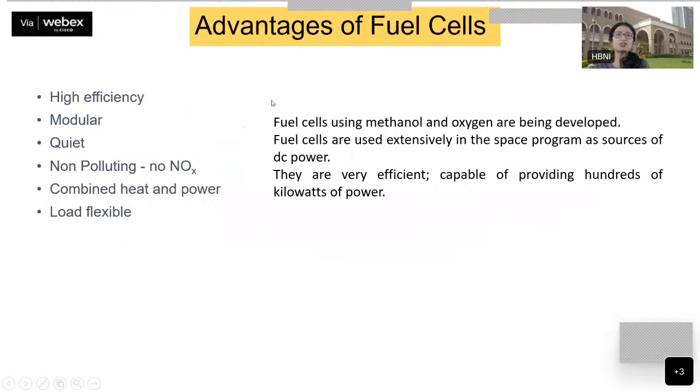So what are the advantages of fuel cells? They have very high efficiency, they are modular, quiet, non-polluting, provide combined heat and power, and are load flexible. Currently fuel cells using methanol and oxygen are being developed. They are used extensively in the space program as sources of direct DC power, and they are also very efficient, capable of providing hundreds of kilowatts of power.